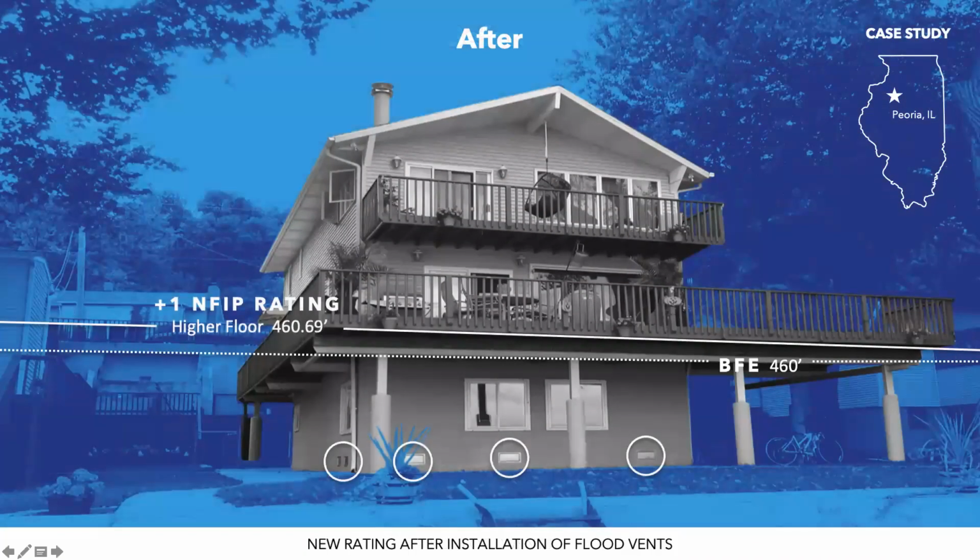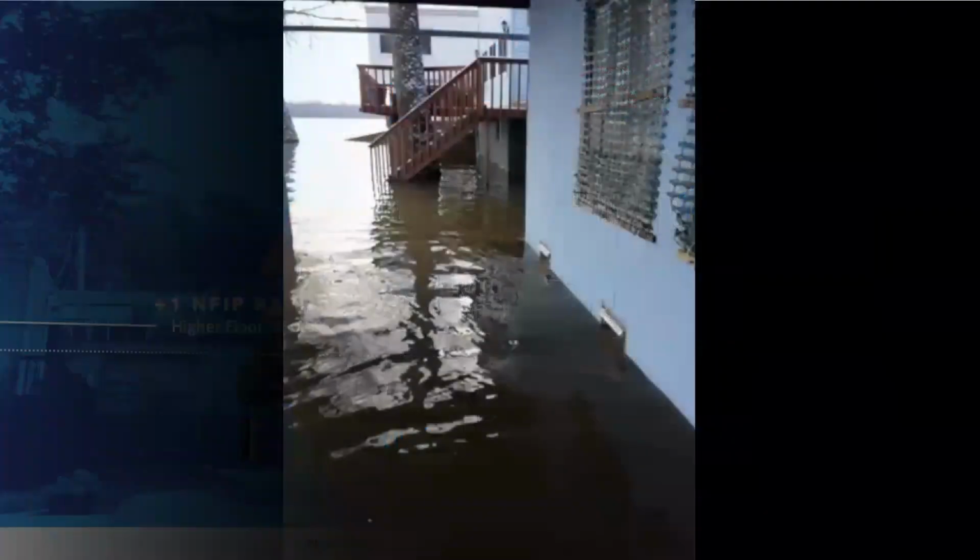However, simply by installing adequate flood venting, you can now take that entire ground floor out of the equation. Because you're relieving pressure on either side of that wall, you can now rate this property at the correct height of 460.69. You round that up to 461. So in the old days, this would have been a +1 NFIP rating. But again, nonetheless, for building code, as well as for the sake of this foundation not collapsing, you're going to need to have these flood vents.